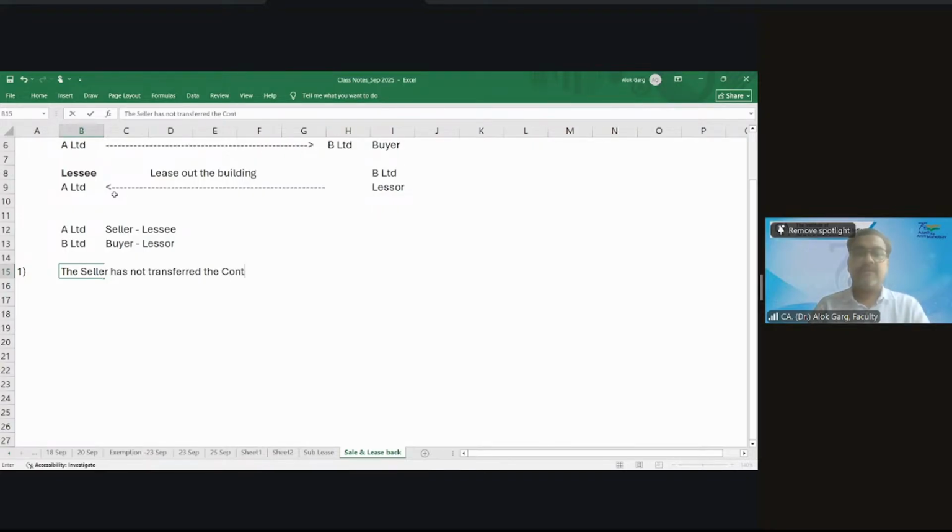So the standard says that if the seller has not transferred the control to the buyer, then this transaction is not a sale and leaseback transaction, and this is a loan transaction under Ind AS 109.